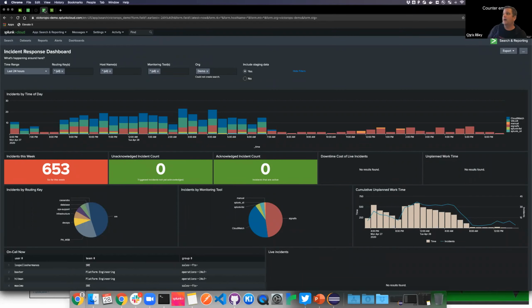But the purpose of this dashboard is to look at what is the cost to your business of incidents. How many incidents have you had over some amount of time? How much unplanned work there was, because time is money. Your engineering time not only is expensive from the salary that you pay them, but context switching is also very expensive, going from building applications to firefighting. So this is a really nice dashboard that pulls it together.